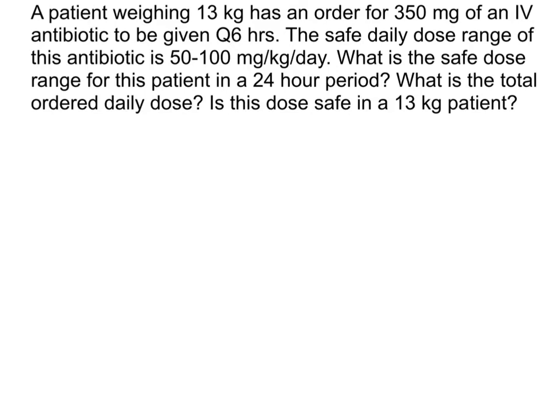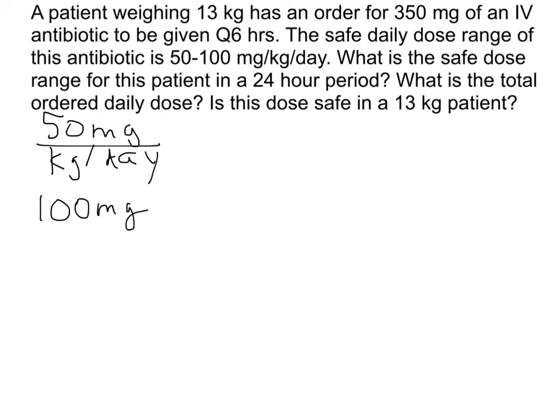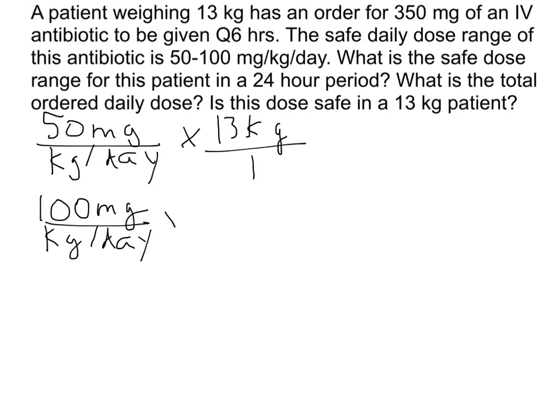So using the dimensional analysis technique, we're going to begin setting up like this. Our lower limit was 50 milligrams per kilogram per day. Our upper limit is 100 milligrams per kilogram per day, times the patient's weight, which is 13 kilograms. Remember, if it's alone, we can just put it over 1 to keep it in fraction form. We do the same thing with our upper limit.